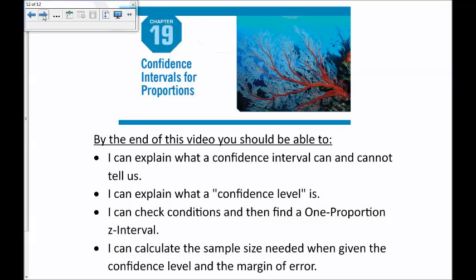This video was about confidence intervals for proportions. I'm hoping this exposed you to the ideas of what a confidence interval is and what it can and cannot tell us. We don't know for certain that we have an interval in which the true proportion is, but with a certain level of confidence, we can say it's in there. You should be able to explain what a confidence level is. What is meant by 90% confidence or 95% confidence? You should be able to check conditions and then find a one proportion z interval. And also you should be able to calculate the sample size needed when given the confidence level and the margin of error.